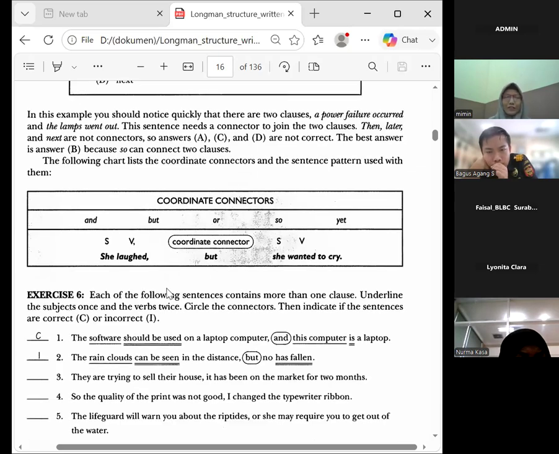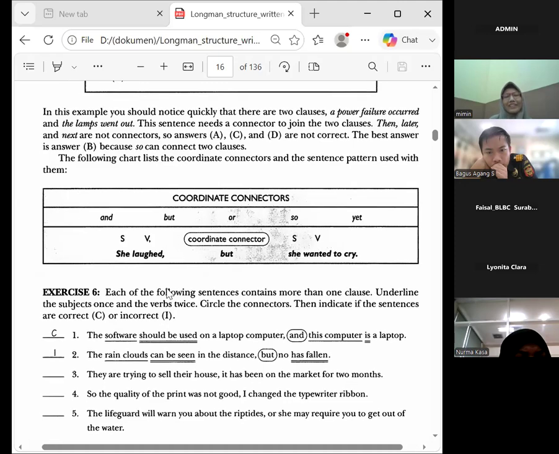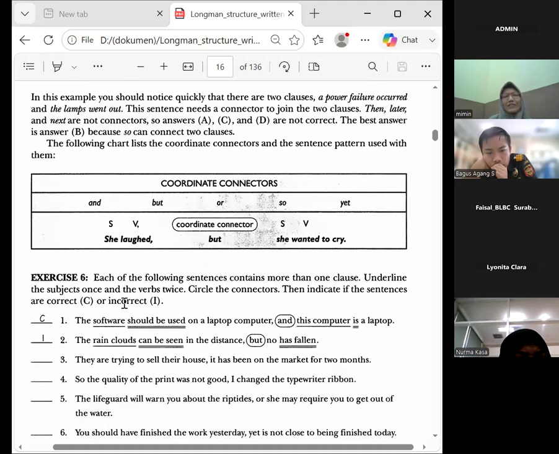Before we proceed to skill 7, the exercise from here is actually like this. You have to determine: each of the following sentences contains more than one clause. Then your job is to underline the subjects once and the verbs twice, and circle the connectors. Of course, you cannot do that if you don't have this file. Sorry. So I think we can do this.